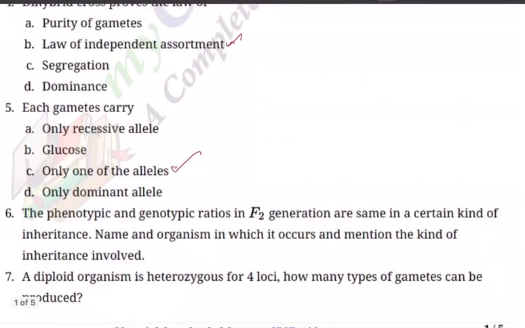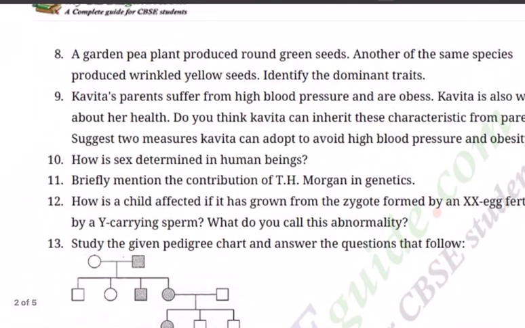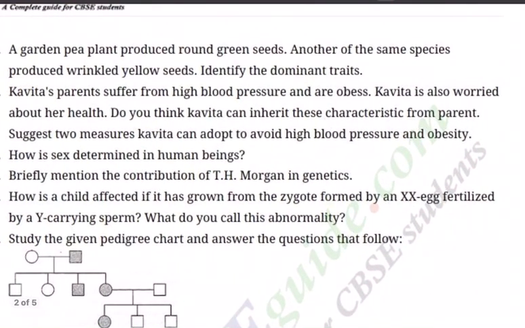Okay. Next, question 7. A diploid organism is heterozygous for 4 loci. How many types of gametes can be produced? Question number 8. A garden pea plant produced round green seeds, that is, round for R, you have to take RR, green seeds, GG. Another of the same species produced wrinkled yellow seeds. Identify the dominant traits. So you have to go for a dihybrid cross.